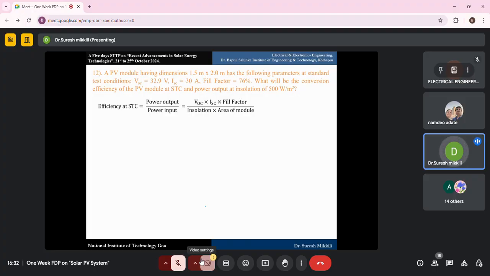So this is the formula. Efficiency at standard test condition is power output by power input, which is VOC into ISC into fill factor. The fill factor is 76%, he has given. If he has not given the fill factor, we need to write VOC into ISC by insolation into area. But the moment the fill factor is mentioned, we have to take this 76%.